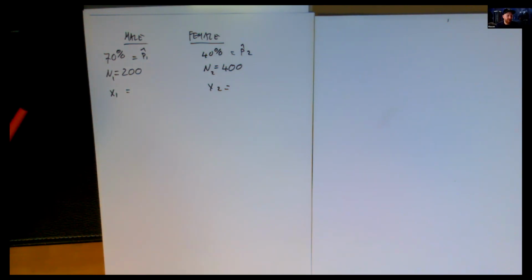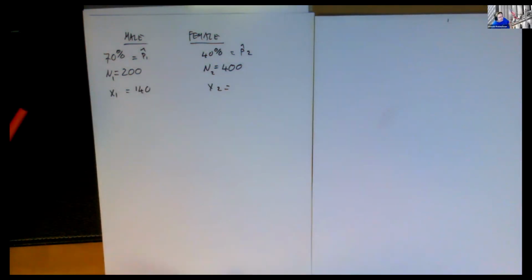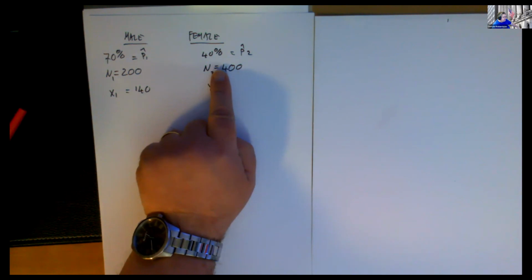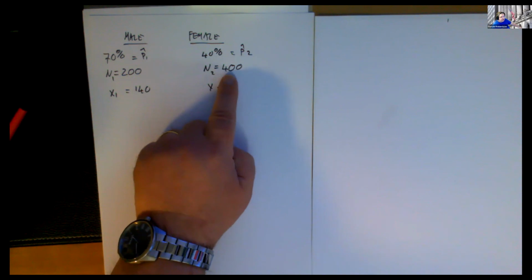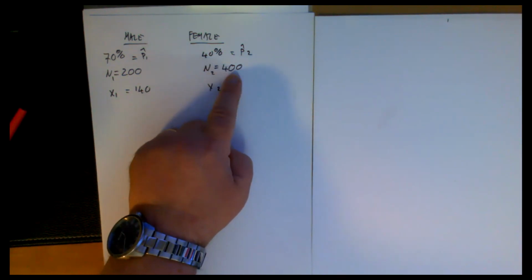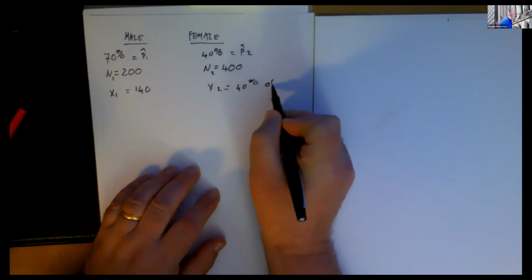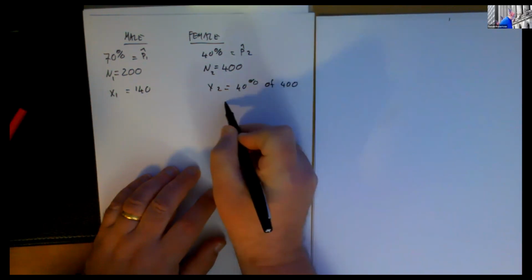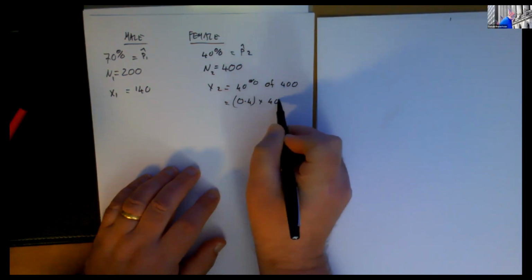0.7 times. Right. 70% of 200, which if you turn it into a decimal, is 0.7 times 200, which is 140 people. And then the same thing is going to be over here, isn't it? 40% of the women like sci-fi, 40% of 400, maybe I should write that down. 40% of 400, which on a calculator is the same as that.